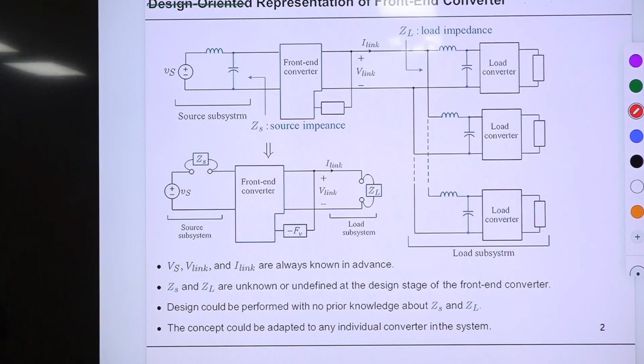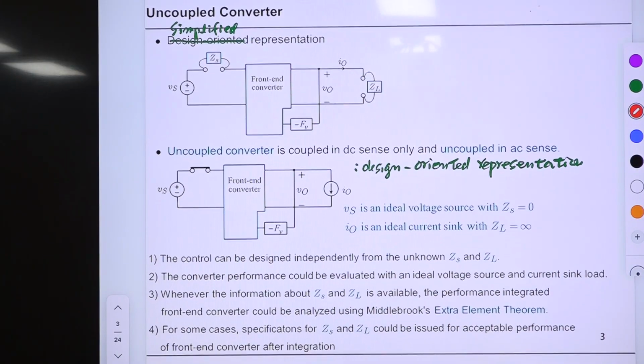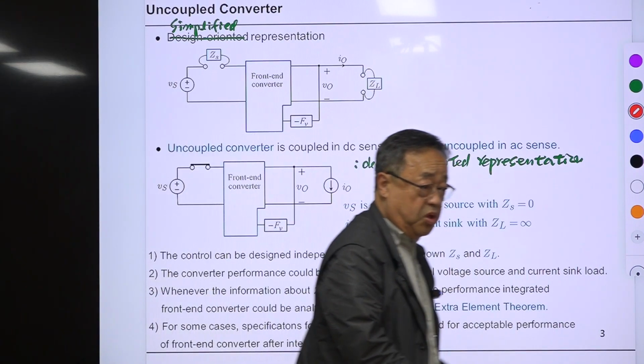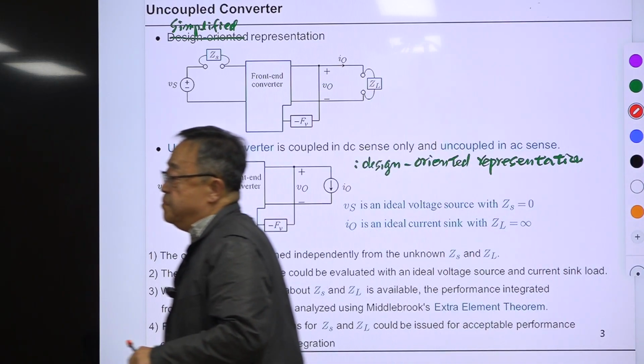So the simplified representation of the front-end converter was this one. The DC information is given, but the AC information is unknown, and even worse, it is undefined at the stage of the power system. So we developed the concept of the uncoupled converter. That is the design-oriented representation of the converter in a DC power distribution system or any non-resistive load.